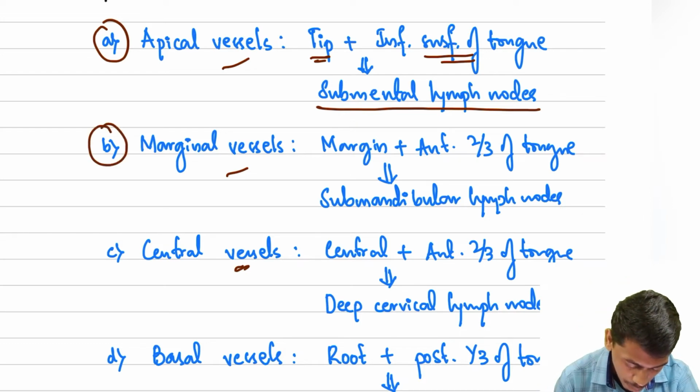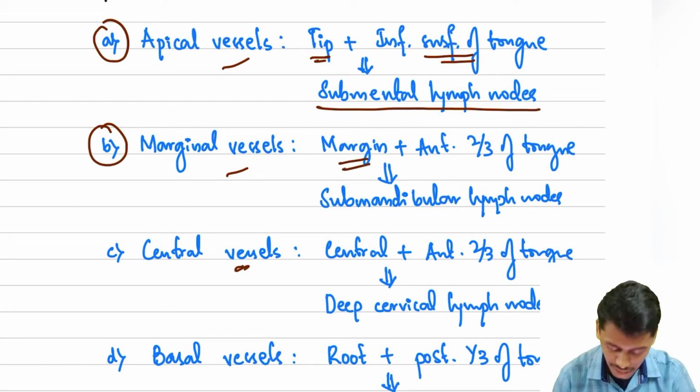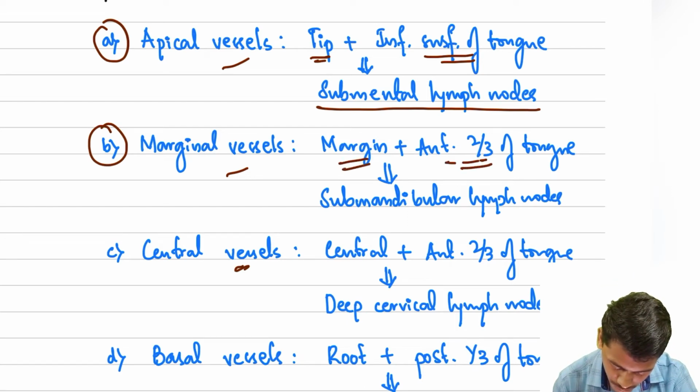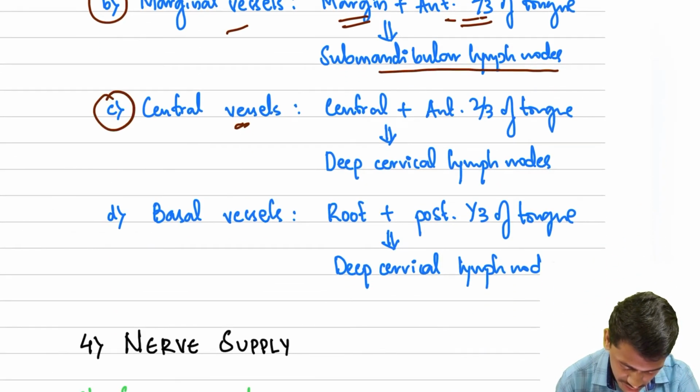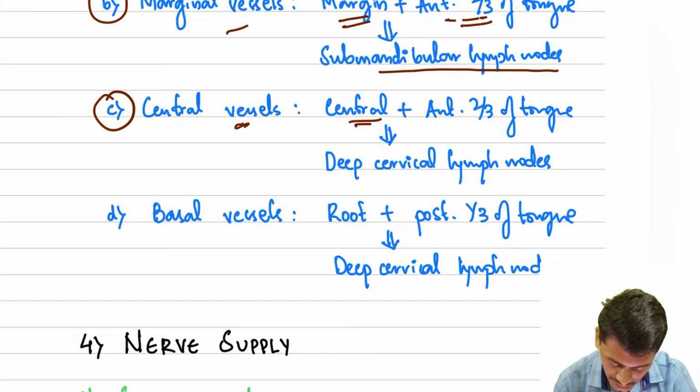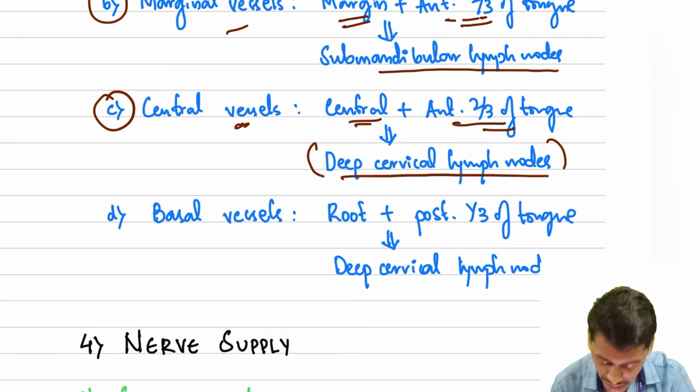Then we have the marginal vessels. Marginal vessels will drain from the margin of the tongue as well as the anterior two-thirds of the tongue, and they finally drain into the submandibular lymph nodes. Then we have the central vessels. Central vessels drain from the central part of the tongue as well as the anterior two-thirds of the tongue, and they are going to drain into the deep cervical lymph nodes.